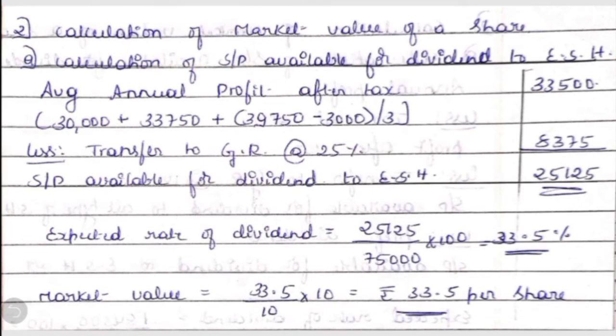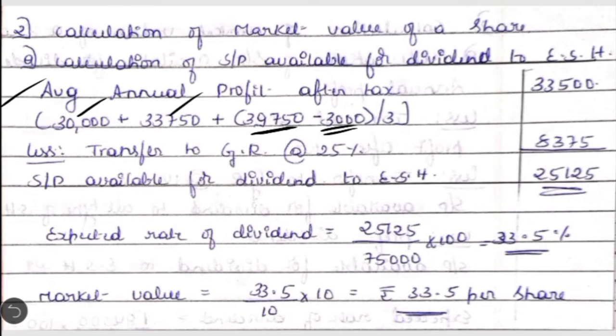In the first step, calculation of surplus profit available for dividend to equity shareholders, average profit 2004, 2005, 2006. From the profit given in the question, we are going to deduct this bad debt. So we are going to divide it by 3 in order to calculate the expected average profit. 33,500 less transfer to general reserve at 25%.